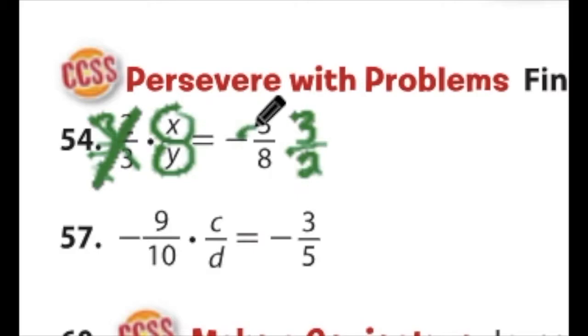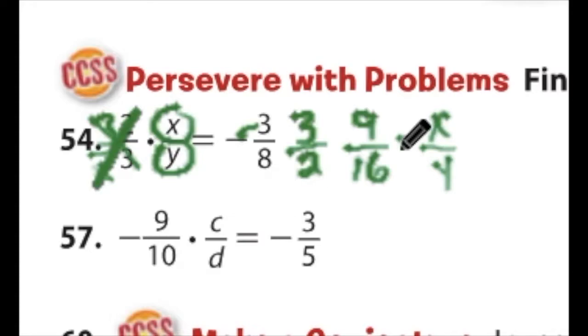I'm going to put the negative sign with the 3. So -3 times 3 is 9, and 8 times 2 is 16. And so what we have is x over y equals 9 over 16. So the missing fraction for 54 is 9/16.